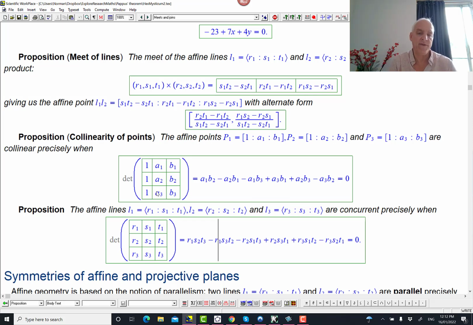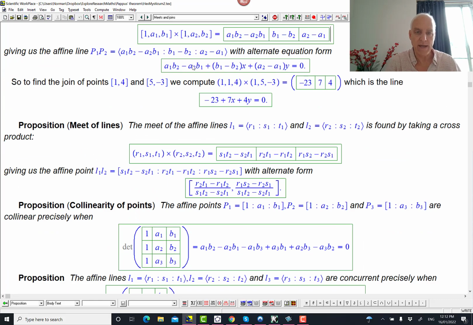And the proof is quite simple, because if you just take the line, say joining P1 and P2, you compute that, and then it's a question of when that line is incident with the third point. If you work it out, you see that this is exactly this determinantal relation that comes about by looking at this equation here and substituting A3 and B3 for X and Y. You can check that that all works out.